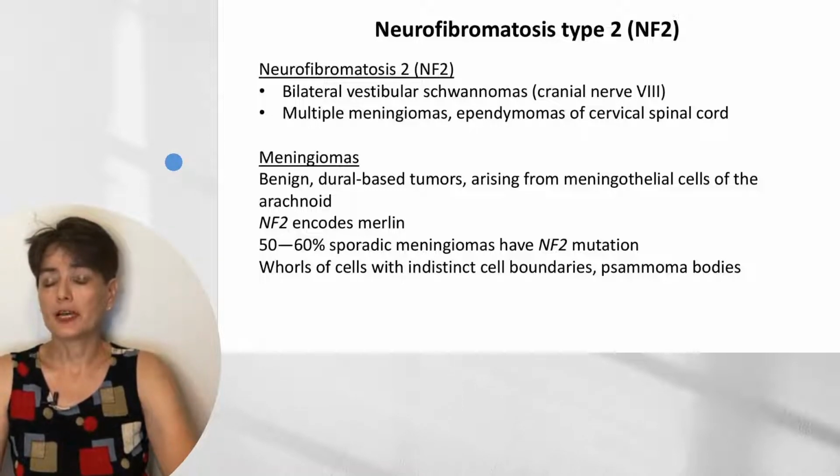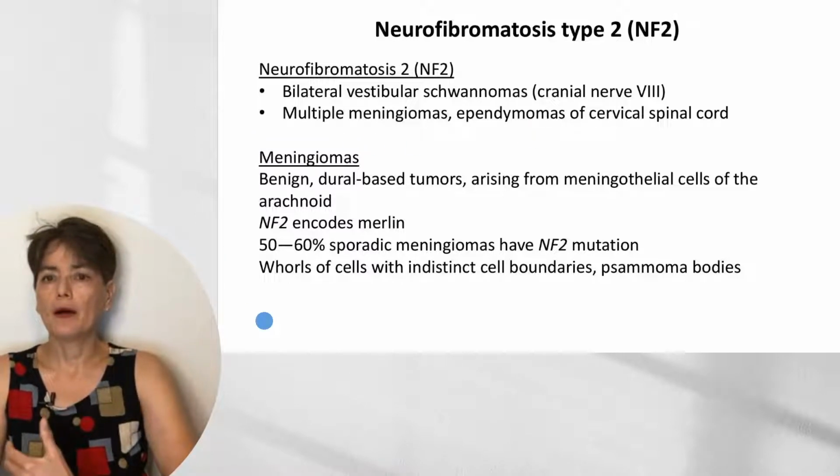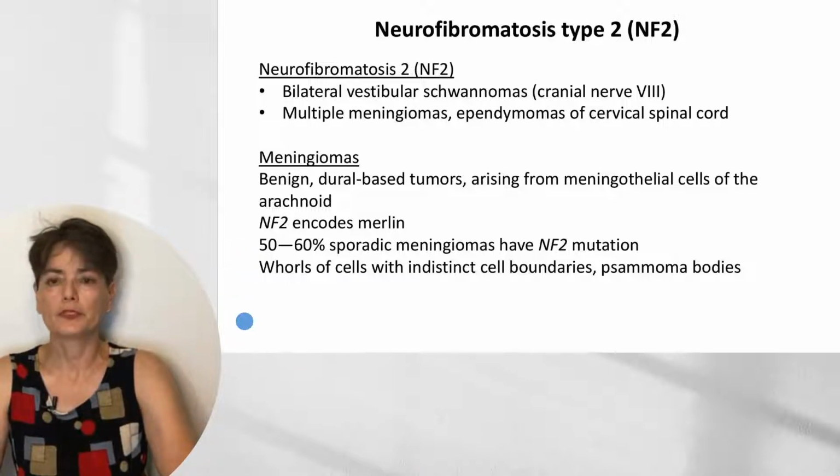So neurofibromatosis type 2 has a variety of findings, but it is characterized by bilateral vestibular schwannomas, which are neoplasms of the 8th cranial nerve. We also can get multiple meningiomas and ependymoma of the cervical spinal cord, which I've already referenced. Now, meningiomas are benign dural-based tumors that arise from meningothelial cells of the arachnoid. The gene NF2 encodes a protein called Merlin, so we will find these multiple meningiomas that have loss of function of Merlin. We also can see a mutation in NF2 in about 50 to 60% of sporadic meningiomas.